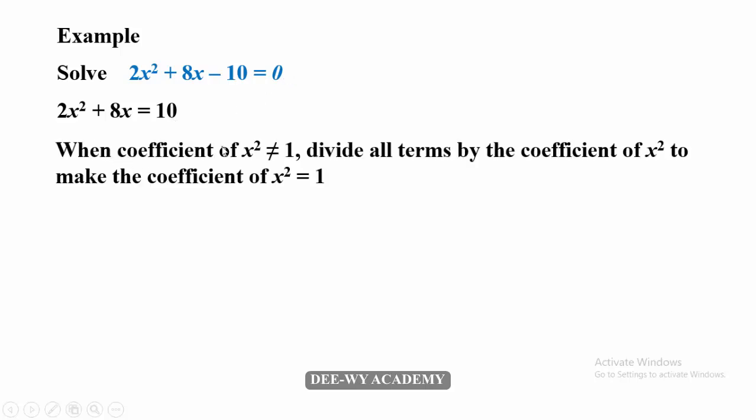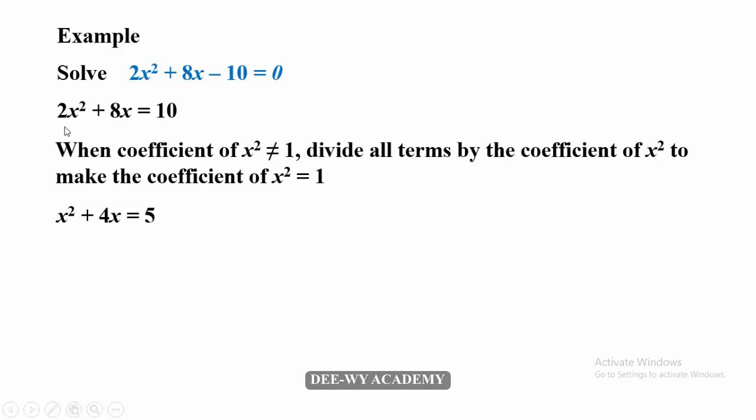That is when the coefficient of x squared is not equal to 1. We divide all terms by the coefficient of x squared to make the coefficient of x squared equal to 1. When you divide all terms by 2, we have x squared plus 4x is equal to 5. Because if you divide 2x squared by 2, you have x squared. When you divide 8x by 2, we have 4x. When you divide 10 by 2, we have 5. And we are dividing all terms by 2 because the coefficient of x squared is 2. If the coefficient of x squared is 5, you also divide all terms by 5. Whatever value the coefficient of x squared is, you divide all the terms by that value.